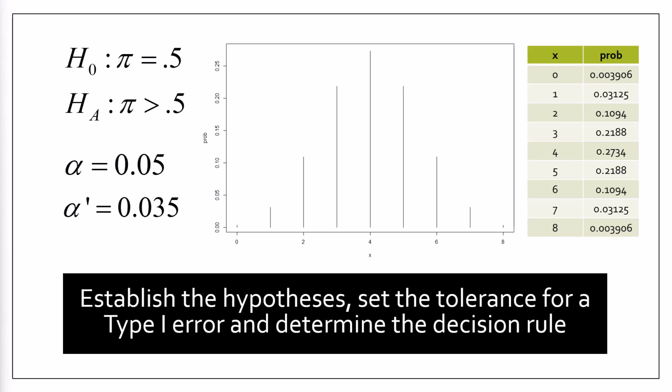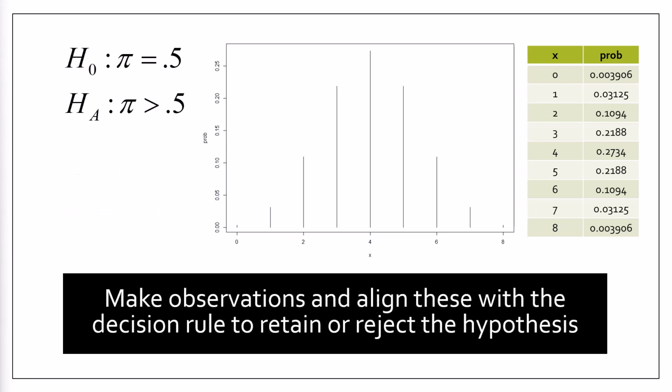And now I do the final step. I make observations, align this with the decision rule, and decide whether to retain or reject the hypothesis. For our purposes, let's suppose we had 6 successes. Well, if I have 6 successes, you know from our decision rule that we cannot reject the null hypothesis. We must retain the null hypothesis. And so I will end my hypothesis testing with a conclusion. I retain, I cannot reject the hypothesis.